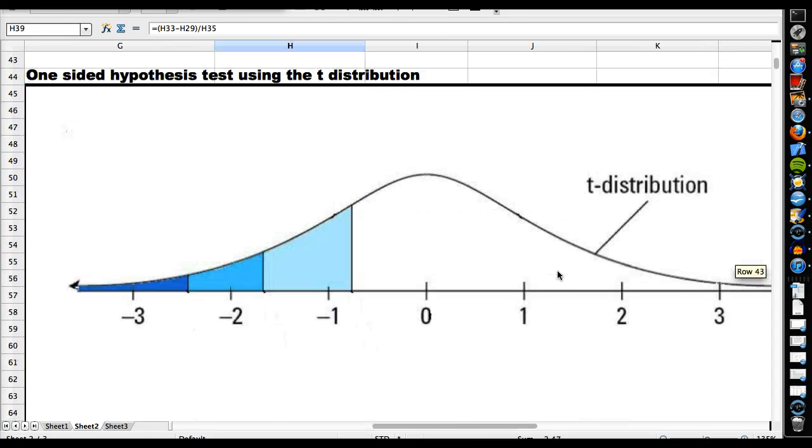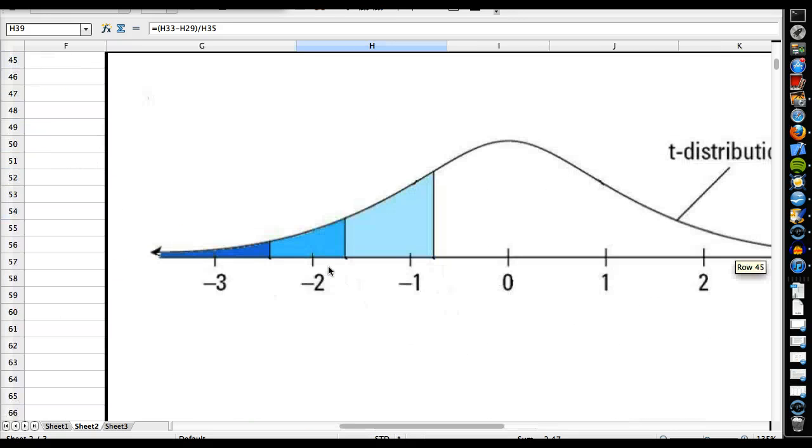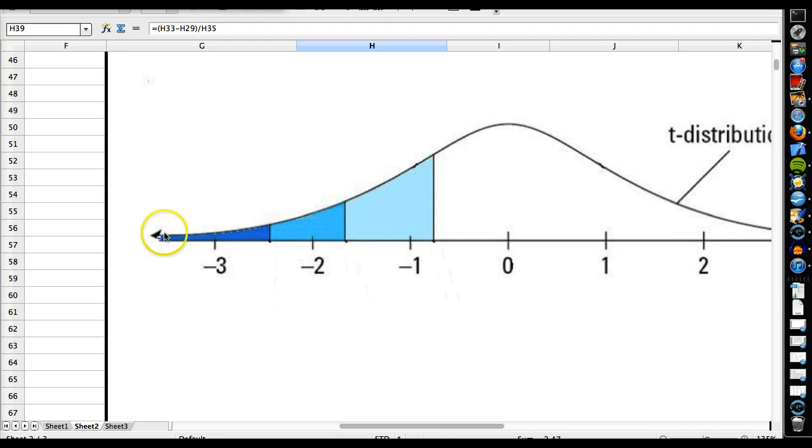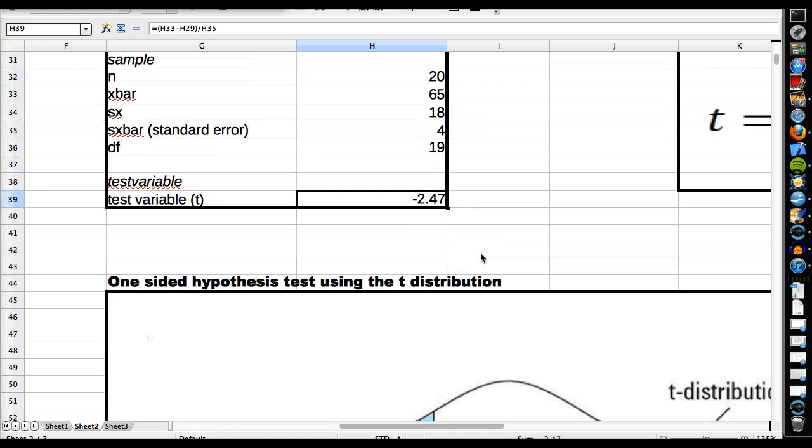So if we just take a quick look here at our t-distribution formula, minus 2.47, it's somewhere around there. So we're pretty far out in the tail. You know, there seems to be a significant difference. The question is, though, how sure can we be? I mean, is this far enough? How far out in the tails is far enough for us to be sure that the difference isn't just due to randomness? Well, that is going to depend on our confidence level.